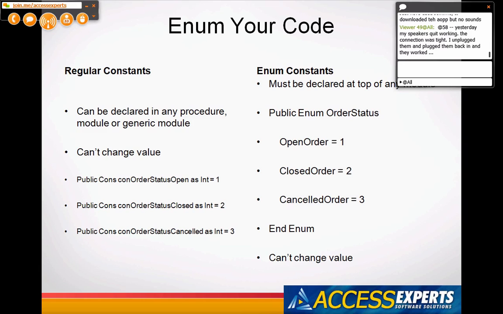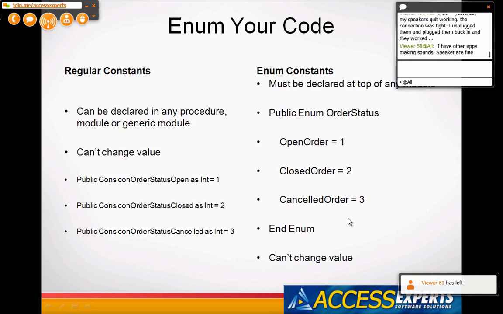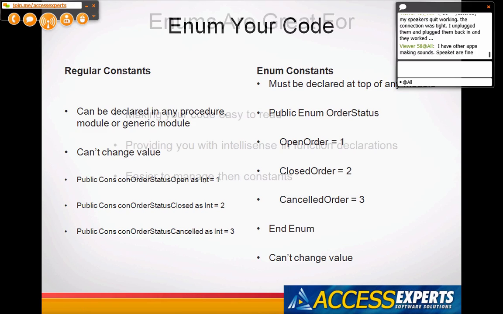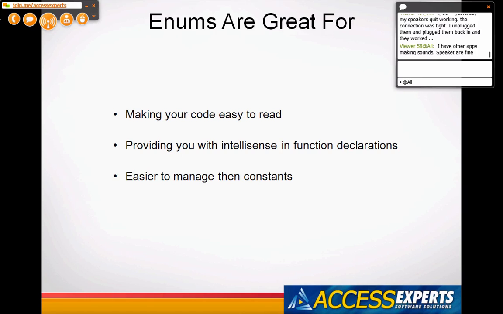Now I take a different approach. I use enum. And enum allows you to enumerate constants. Now you can only use these with integers. So notice here on the left-hand side, I have an enum called order status. Open order equal 1, close order equal 2, cancel order equal 3. The problem with this, of course, is you can't change the values, so they're considered like constants. It's great for you because it's easier to read your code that way, and I'll show you in a minute. And the wonderful thing about enums is it allows you to create IntelliSense when you do function declarations.